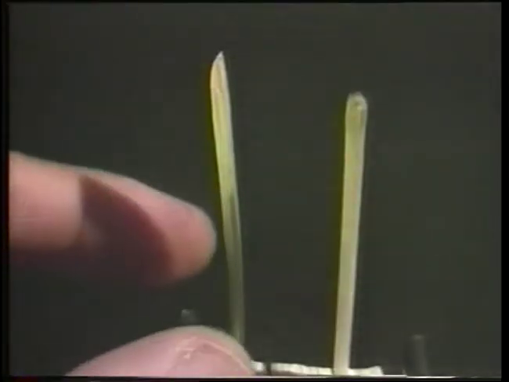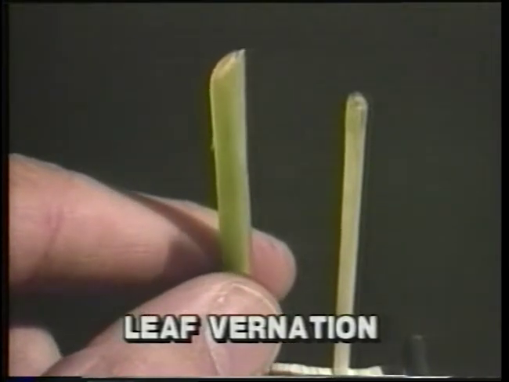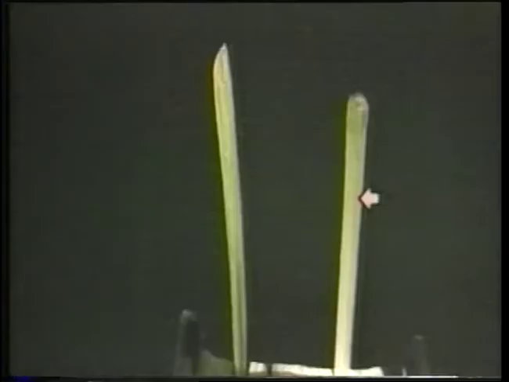The arrangement of leaves in the leaf buds, or leaf vernation, may be folded or rolled. Folded vernation usually results in a flattened leaf bud, and rolled vernation in a more cylindrical leaf bud.